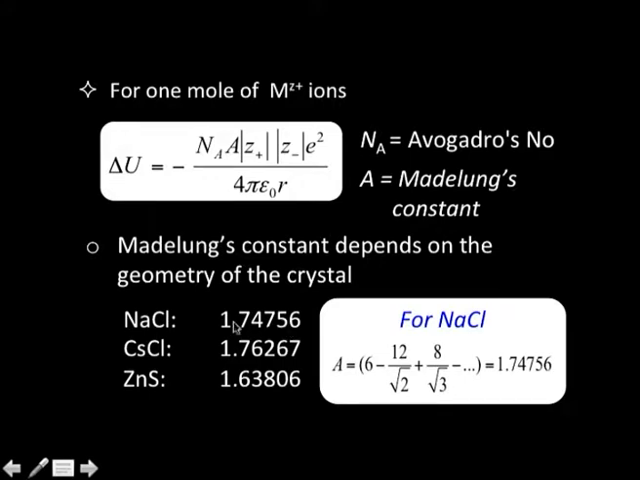It is a constant here. For the cesium chloride structure it is 1.76267, and so on. For zinc sulphide this is the number here. So, Madelung's constant can be worked out on the basis of the geometry of the crystal.